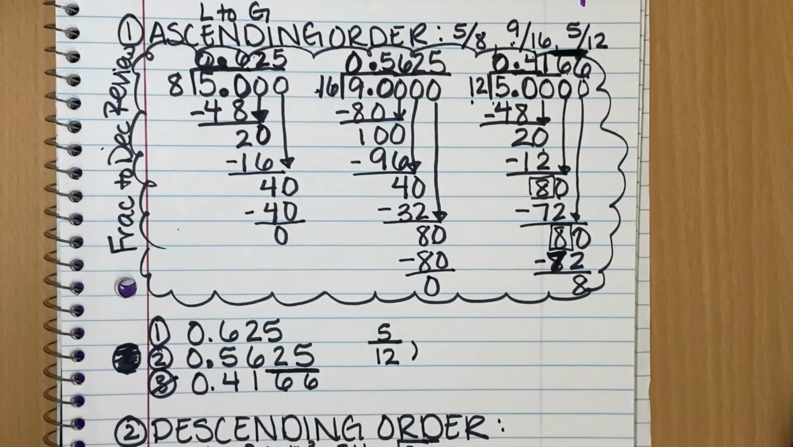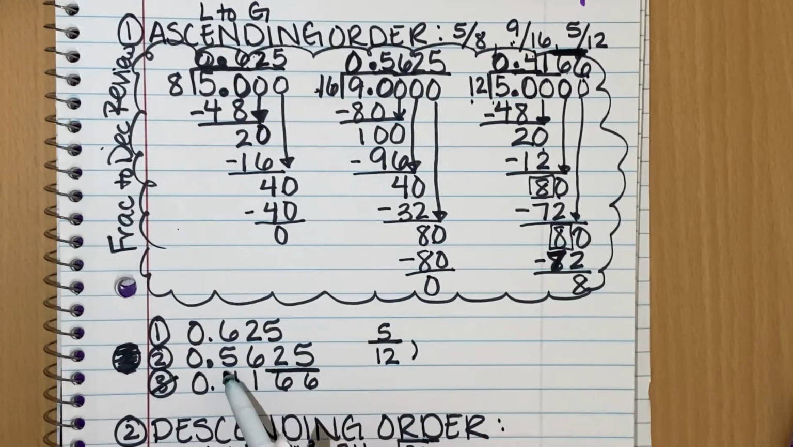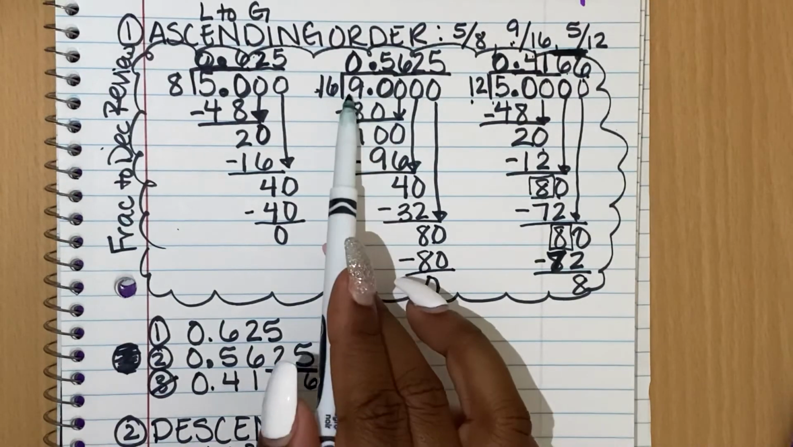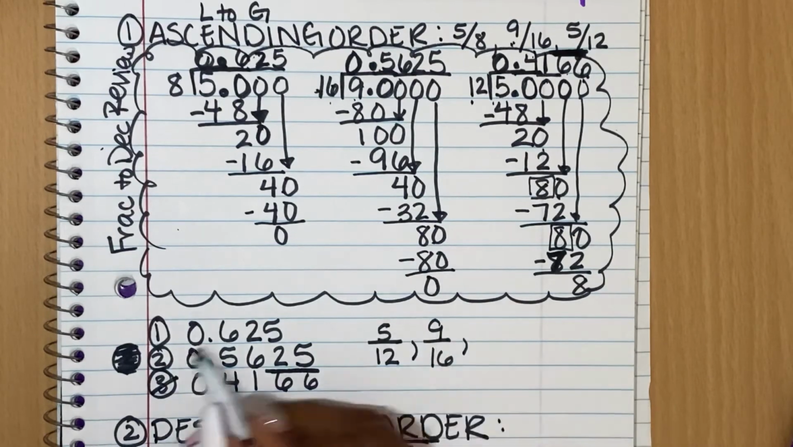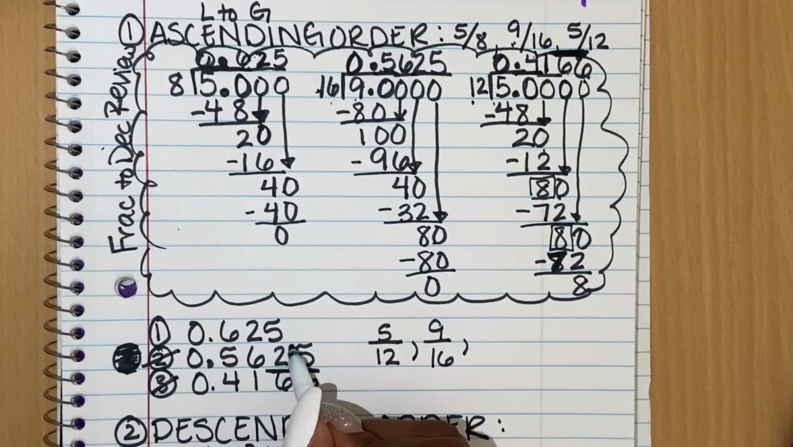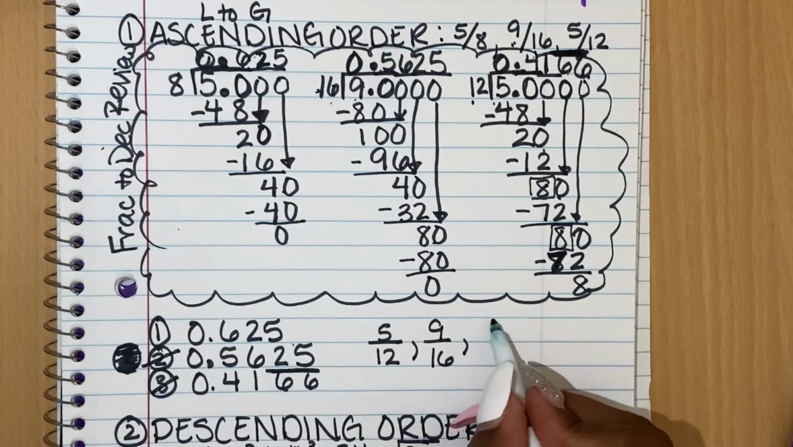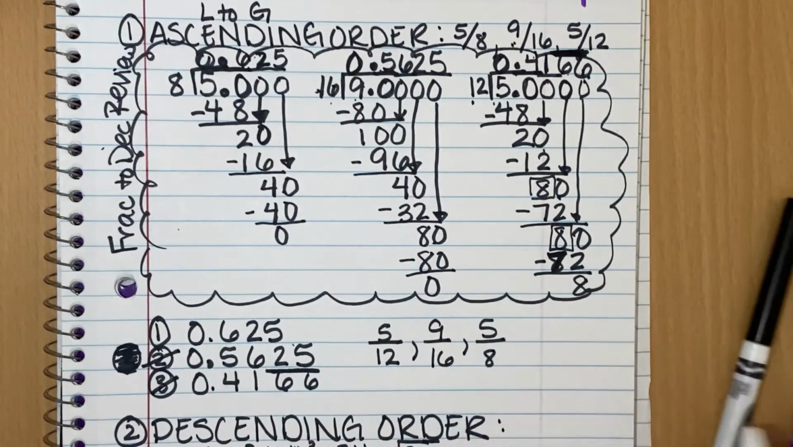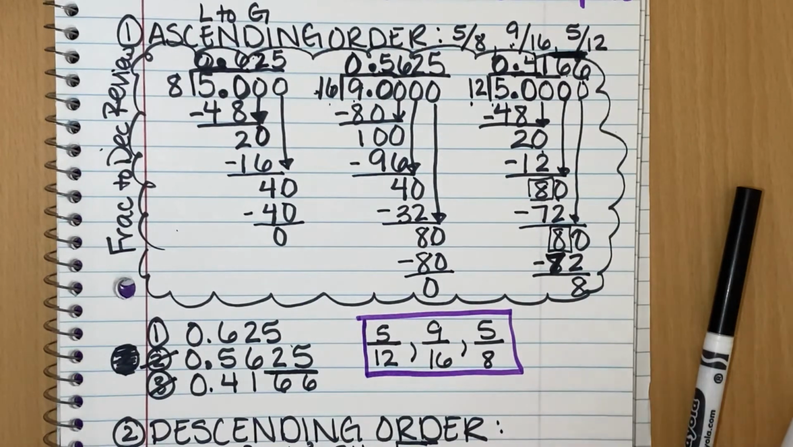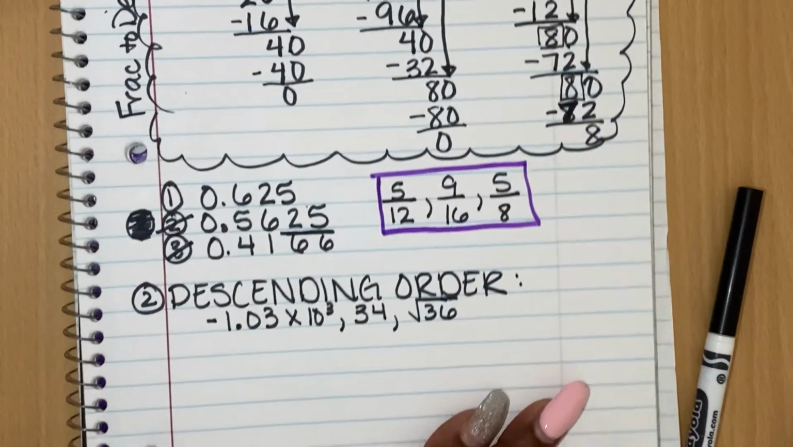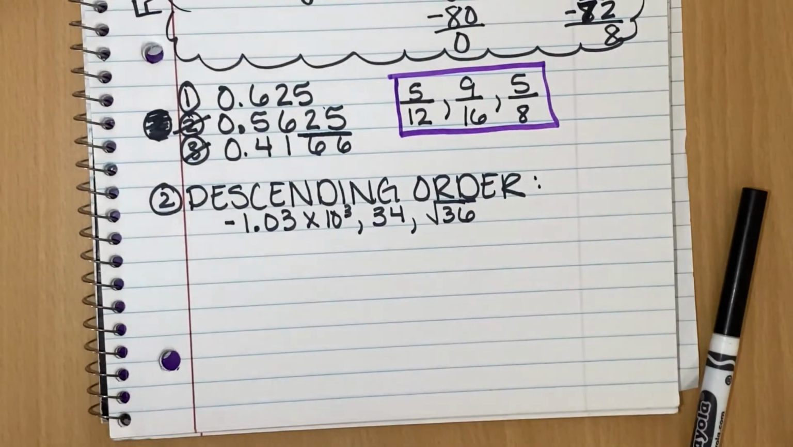Done with that number. The next biggest number is 0.5625. It's the second number, but it did not start off as that. It started off as 9/16. So that's what we're going to write when we're ordering. And the last number, 0.625, started off as 5/8. We've ordered our numbers. That's our answer. We're done with that one. And we're going to the next problem, okay?